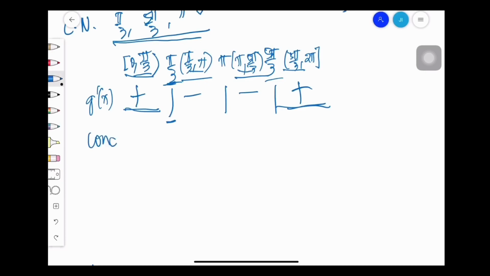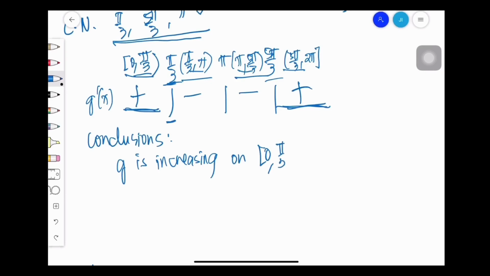First, we need to identify when the function is increasing and decreasing. So g is increasing whenever the derivative is positive. So for these parts, 0 to pi over 3 and 5 pi over 3 to 2 pi, g is increasing. So g is increasing on 0 to pi over 3. Will this be an open or a closed interval? Well, this should be a closed interval because our function g is continuous at pi over 3. And it's also increasing over the interval 5 pi over 3 to 2 pi. Again, closed interval because g is continuous at 5 pi over 3.